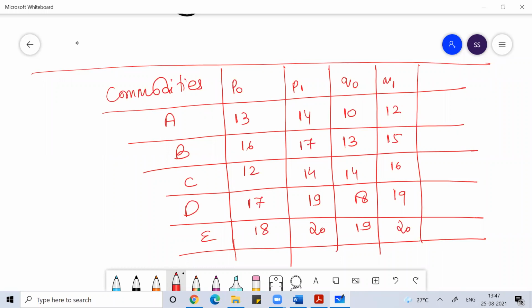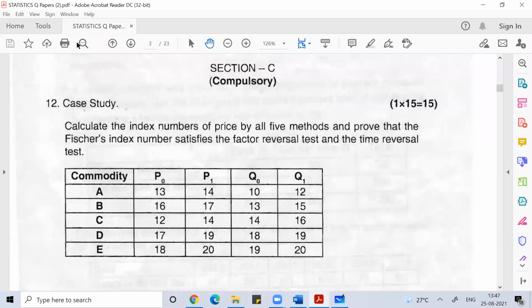Okay, so we can follow the simple average of price relative method also, by arithmetic mean or by geometric mean. Ultimately, what we need to satisfy is that the Fisher index satisfies both time reversal and factor reversal.